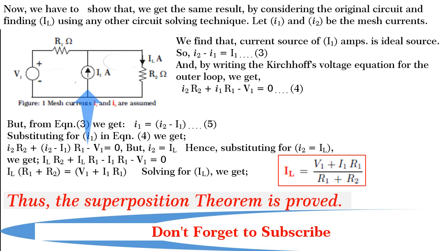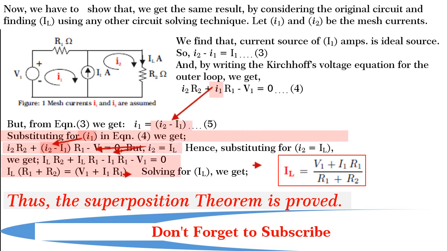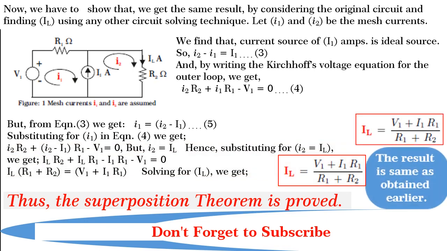We find that the current source of I1 amperes is an ideal source. So, I2 minus I1 is equal to capital I1. And by writing the Kirchhoff's voltage equation for the outer loop, we get I2R2 plus I1R1 minus V1 is equal to 0. But from equation 3, we get I1 is equal to I2 minus capital I1. By substituting this value of I1 in equation 4 and solving, we get IL is equal to V1 plus I1 R1 divided by R1 plus R2. So, we find that the result is same. Thus, the superposition theorem is proved.